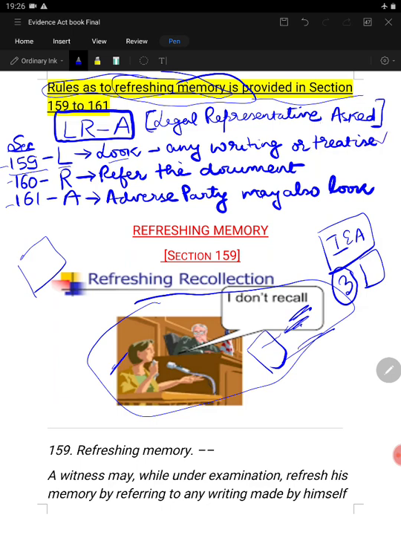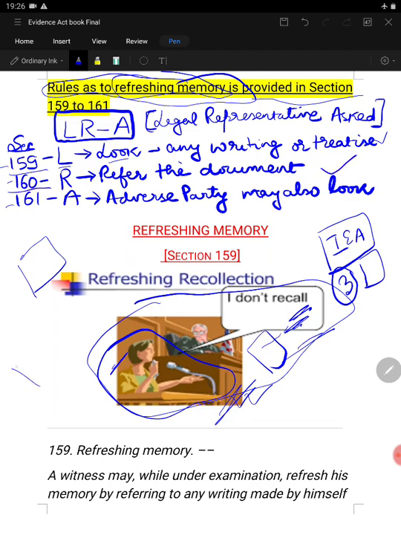Though that writing either should be made by herself at the time when the event took place, or by the IO, or in case it is being given by an expert, suppose she is a professional, she is expert in that field, then she may even refer to a book. Then R stands for refer to the document.